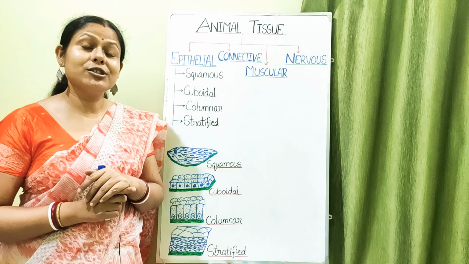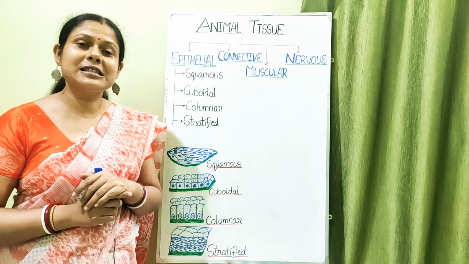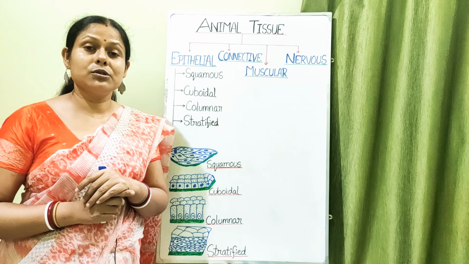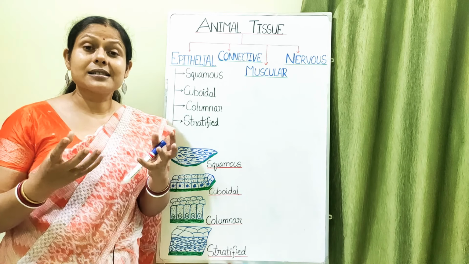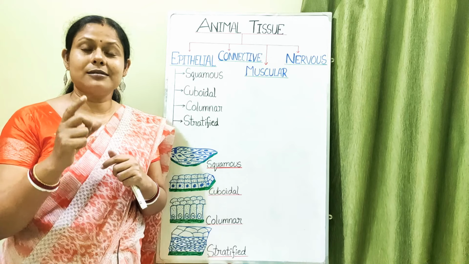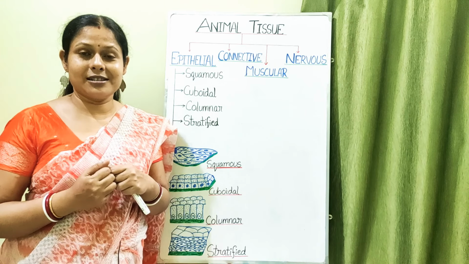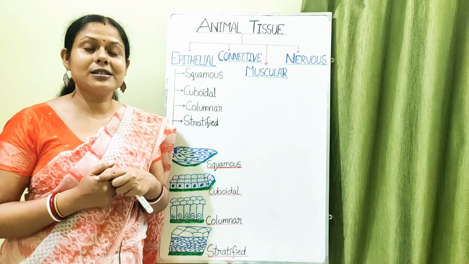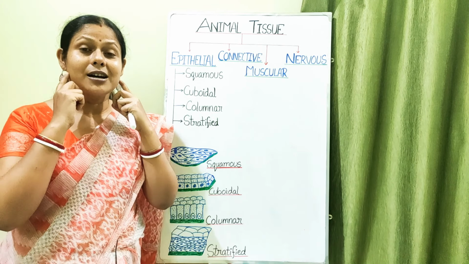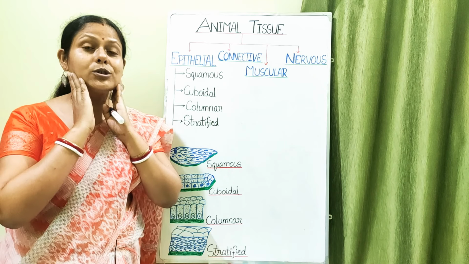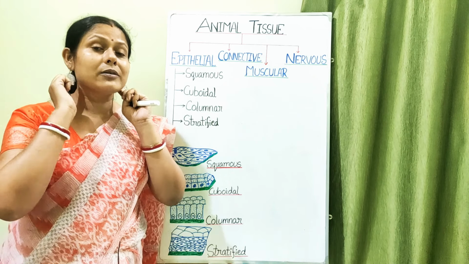Then the epithelial tissues are also associated with secretions. I told you, in our small intestine, intestinal juices are secreted. Then in our stomach, gastric juice is secreted, HCl is secreted. Then there are various other places like the salivary glands, which are present on two sides of our lower jaw, below our ears.